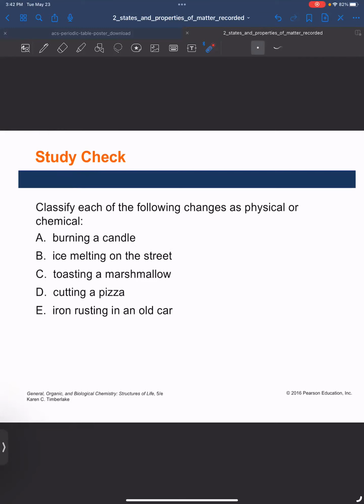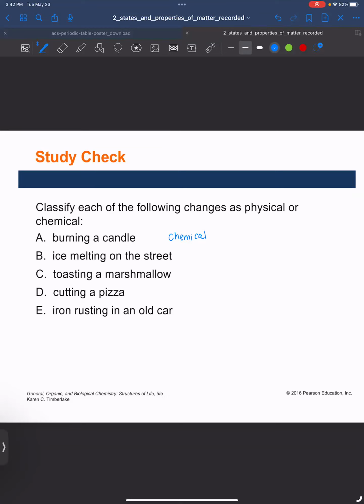All right, let's classify each of the following changes as physical or chemical. Burning a candle, what did you say for that one? Good, that's a chemical change. We are changing the identity of the candle, and even as you're melting it, if it's a scented candle, you might smell some of those compounds that are coming off of it. There's definitely the identity of the candle is changing as you're burning it.